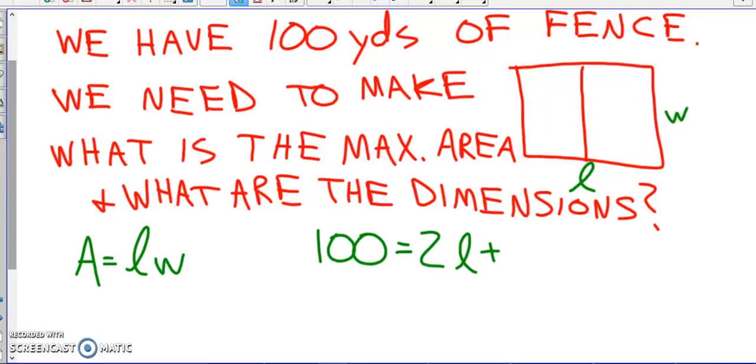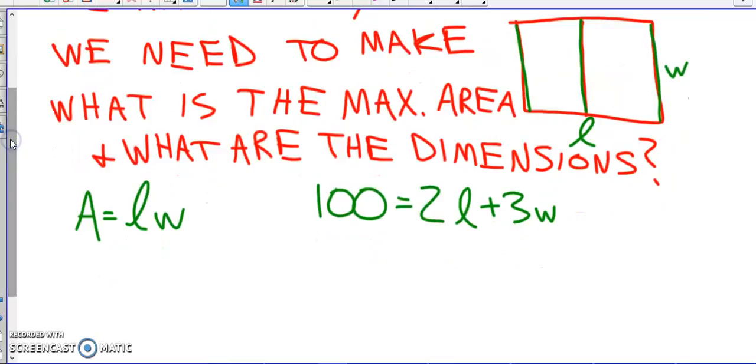How many widths? 3. Because look, you've got the 2 on the outside, plus the fence that's got to go down the middle. Because if you didn't have that fence that goes down the middle, you'd just make it into a square, because the square maximizes the area of a rectangle if all the sides are the same. But it won't be a square this time around because the fence goes down the middle.